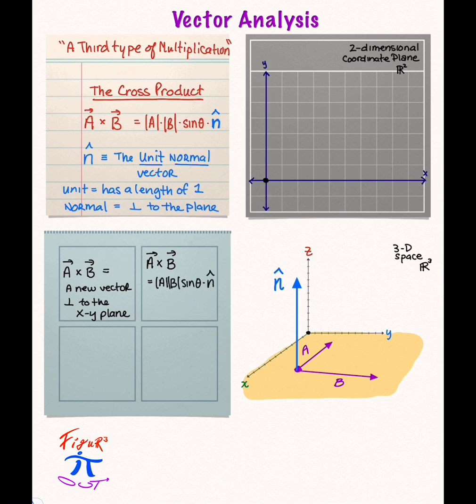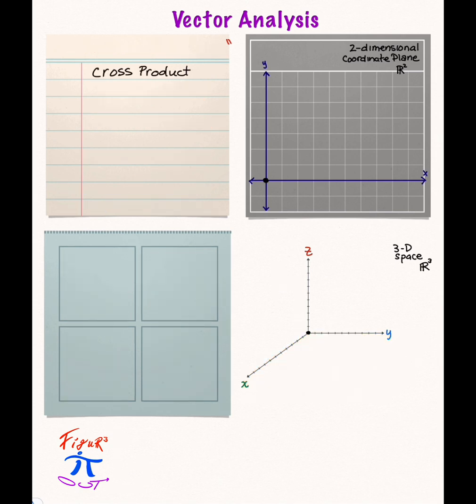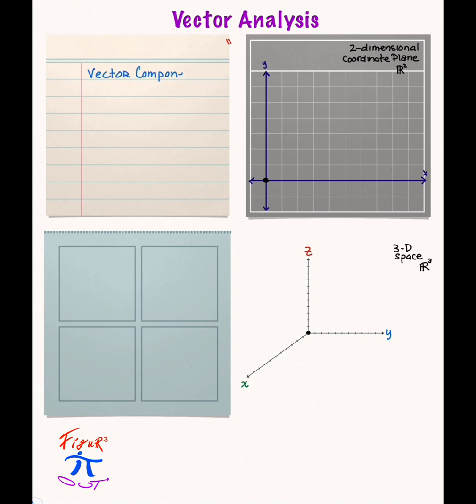A unit normal with the little hat notation has a length of 1, and so a times b times the sine of theta, times this unit normal vector, would give us a magnitude multiplied by this normal vector. So a vector pointing in that direction of a given magnitude. The cross product is also distributive, and so we can define vectors in a perpendicular dimension by doing this cross product.